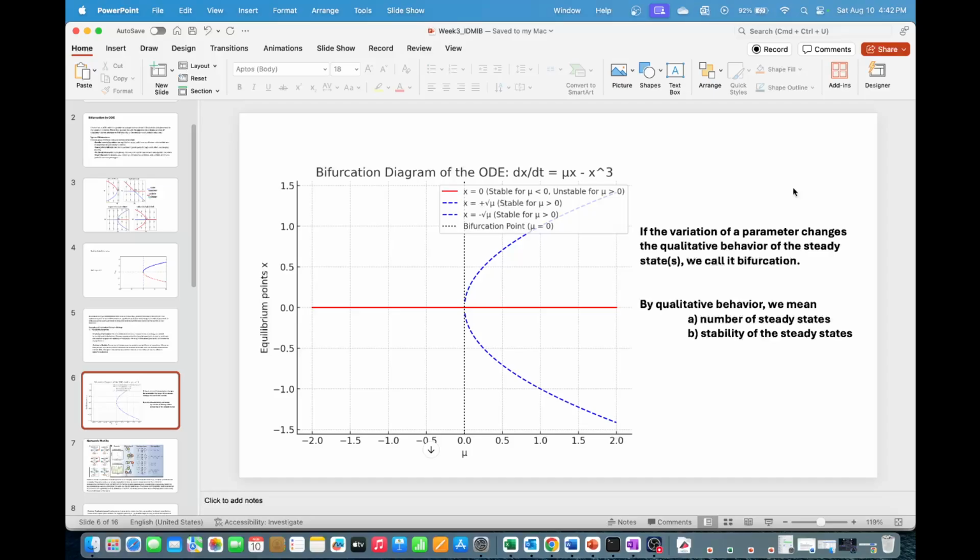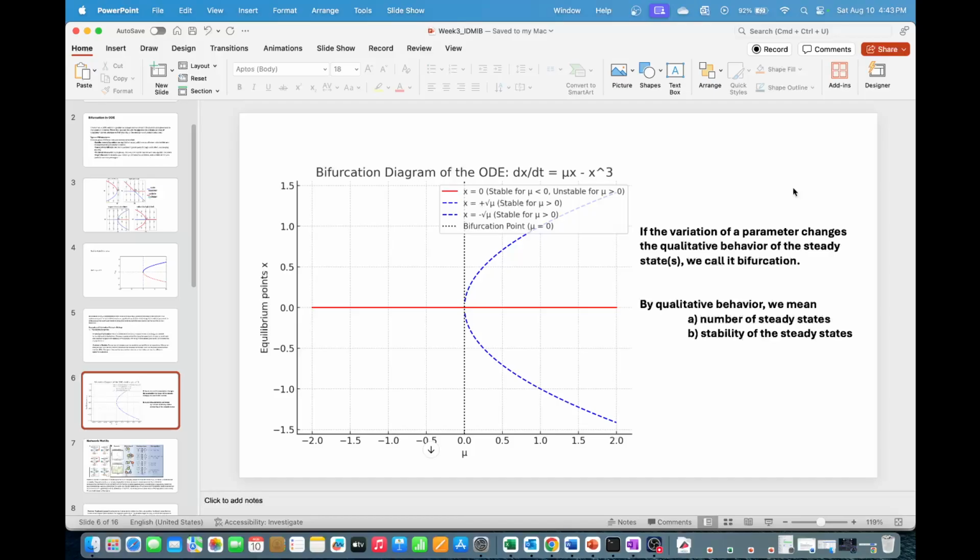So that is when bifurcation occurs. Normal changing of parameters, just increasing or decreasing of parameters, will automatically affect your steady state because it is part of your equation. So that is not bifurcation. Just to be clear, there is a clear distinction between bifurcation and just the variation of your parameters. Variation of your parameters does not guarantee you bifurcation.